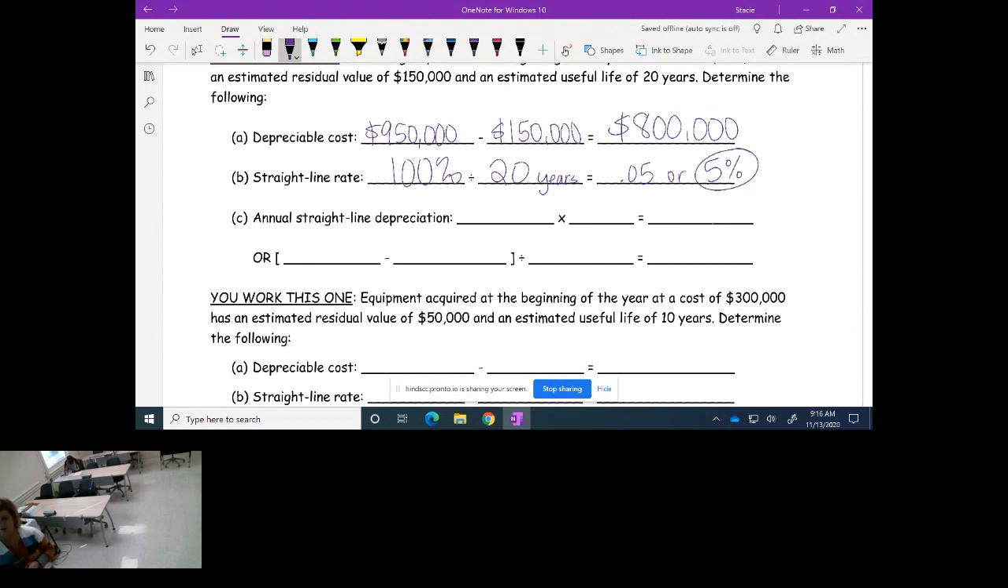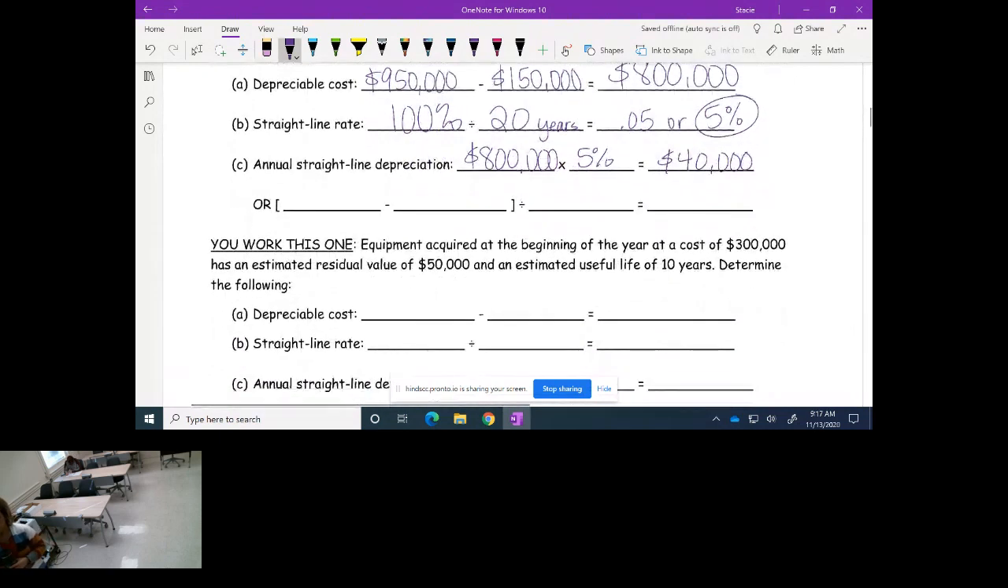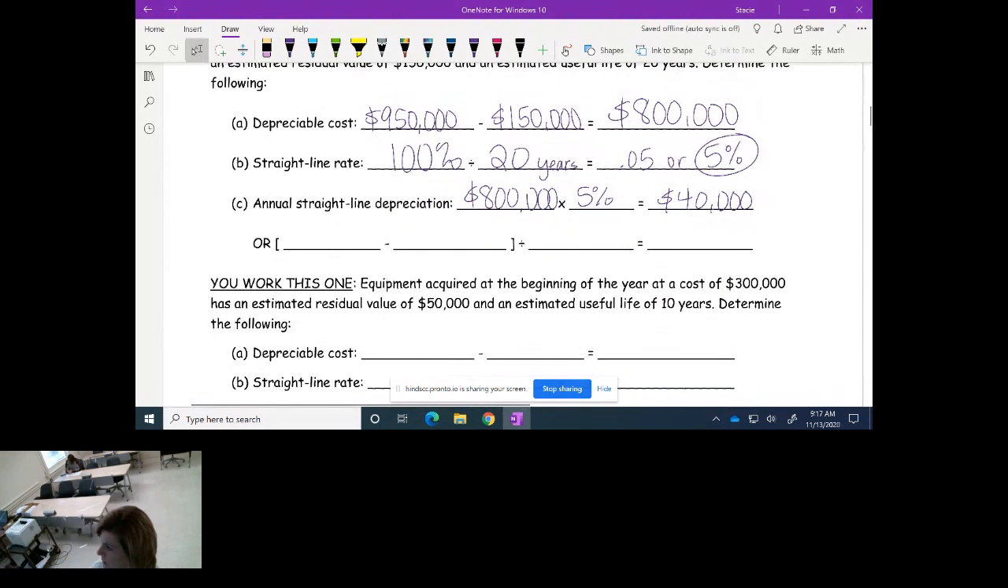All right, so then our annual depreciation will be 800,000 times 5% or 40,000. Or we could also say 950 minus 150 divided by 20, and that should give us the same thing. Does that give us the same thing? Yep. Okay.